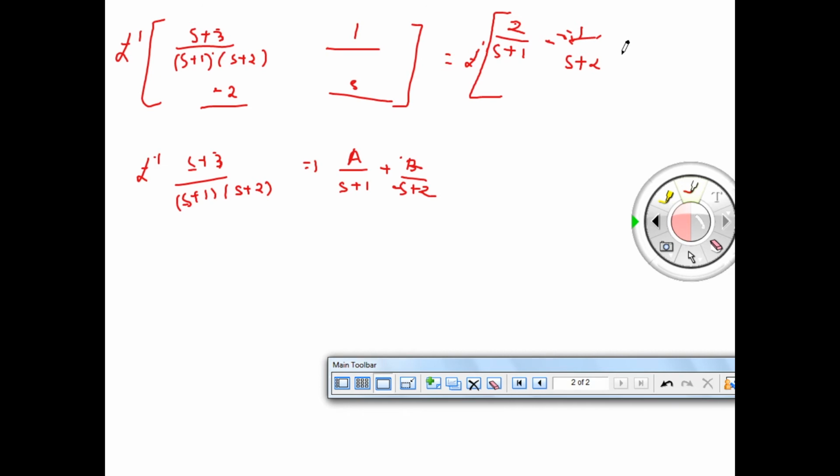Okay, another one we will get 1 upon s plus 1 and minus 1 upon s plus, sorry, it will be minus 1 and it will be plus 1 upon s plus 2.